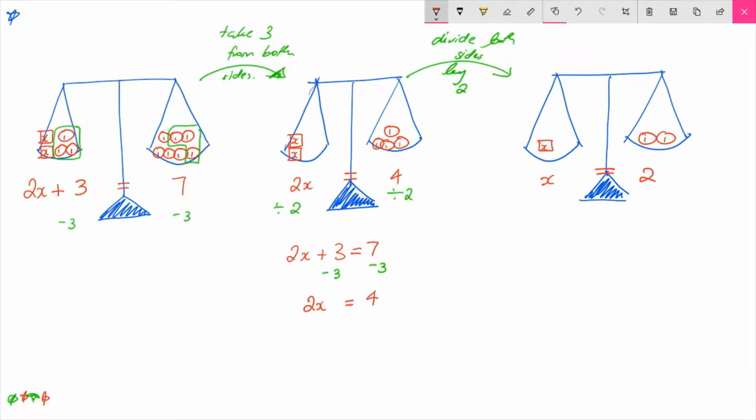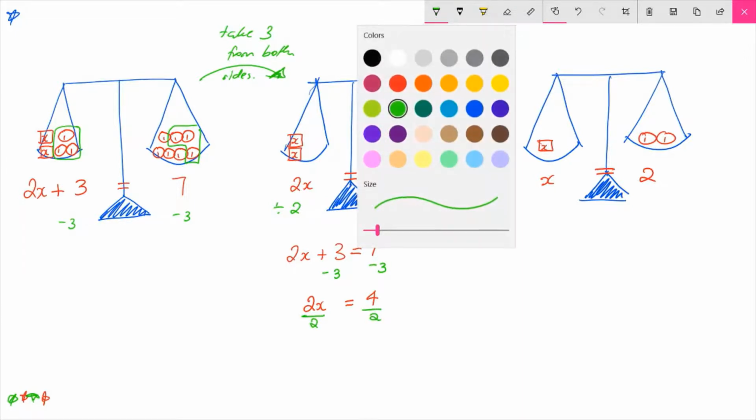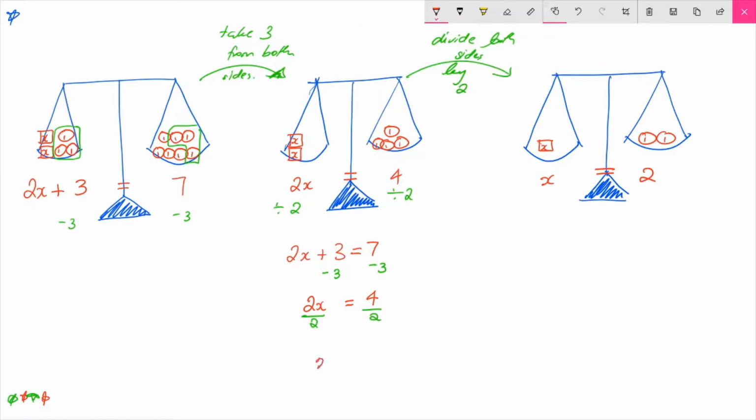Now we need to get that x on its own. And it's being multiplied by positive 2. So to undo that multiplication, we have to do the opposite of our operation. So we're going to have to divide by positive 2. So if we divide both sides by positive 2, we get x is equal to 2. So it's the same answer as we found using the balance, but this is how we're going to solve things algebraically. Let's have another couple of goes at a couple.